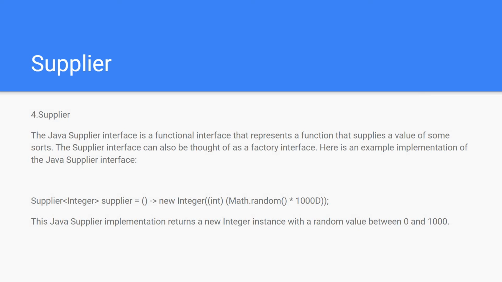Here is an example implementation of the Java Supplier interface. Supplier<Integer> supplier = () -> (int) (Math.random() * 1000). This Java Supplier implementation returns a new Integer instance with a random value between 0 and 1000.